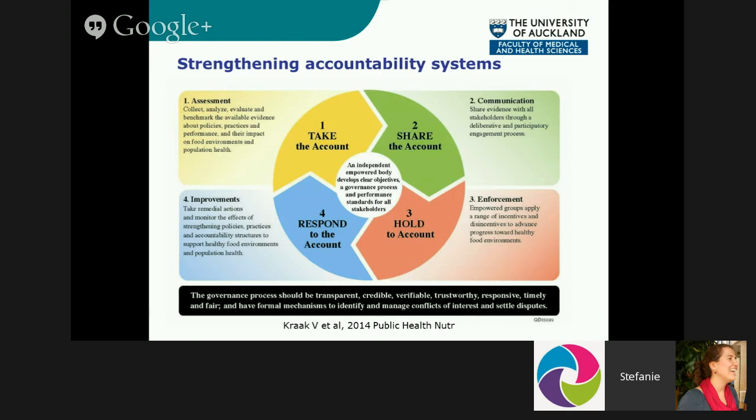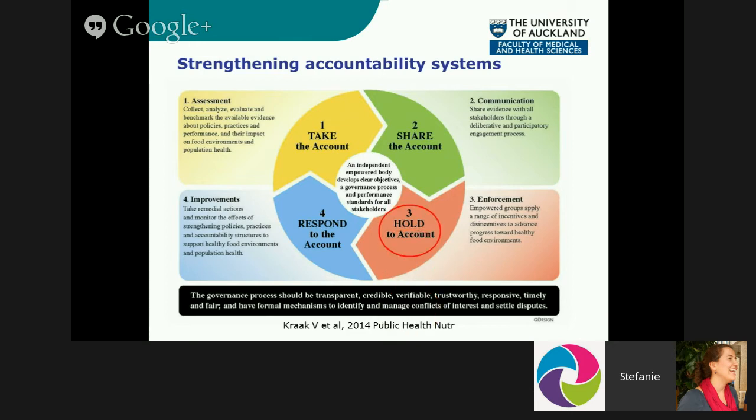Then the next thing is accountability systems. These are needed across all actors to improve performance. Vivica Kraak has developed a 4-step accountability framework, which was recently published. The first step is take the account through independent assessment and benchmarking of progress. Share the account through communication of the evidence of progress. Then hold to account to ensure accomplishments are acknowledged and non-compliance is sanctioned, and then of course respond to the account with improvements of policies and actions.